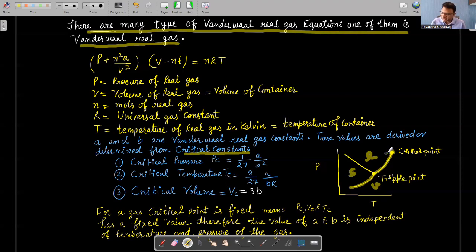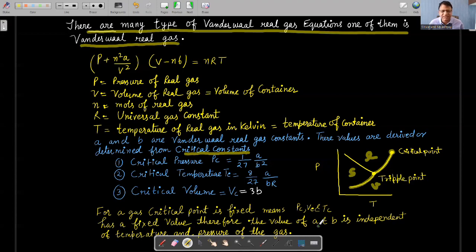So it's important that since the critical point does not change for a gas, and the values of A and B are obtained from critical pressure and critical temperature, we can say that A and B are independent of temperature and pressure for a van der Waals real gas. Different gases have different critical points, so the values of A and B are different for different gases, but they are independent of the temperature and pressure of the gas. So this point is important.